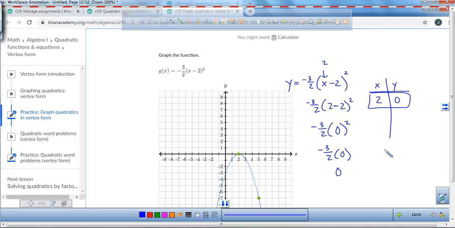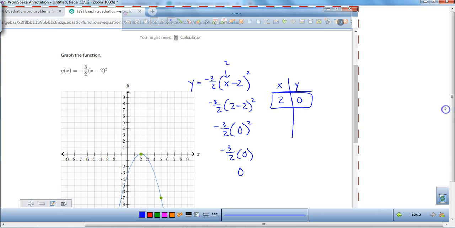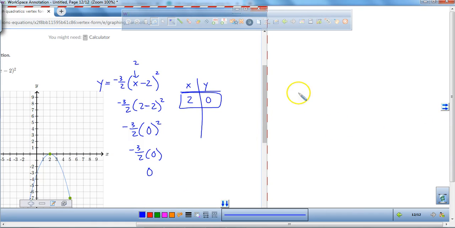So here's my suggestion. Let's make the easiest number that we can plug in. What would be the easiest number to plug in for x? In my personal opinion, the easiest number would be 0. So I'm going to put y equals, but this time I'm going to plug in a 0 right there. Instead of x minus 2, I'll put 0 minus 2 squared. So we have negative 3 halves, and 0 minus 2 is negative 2.